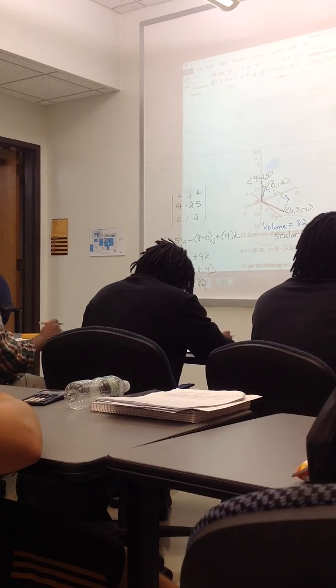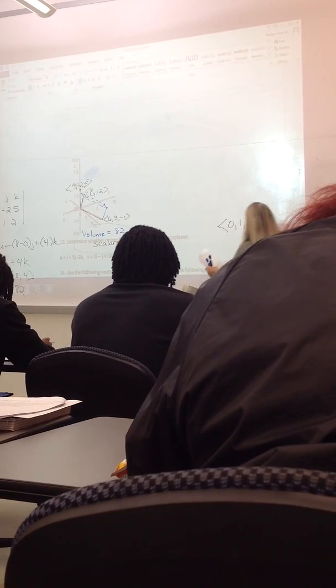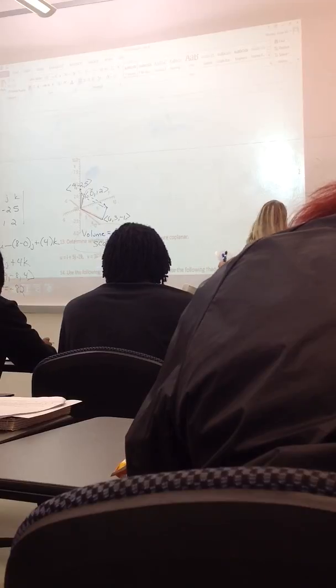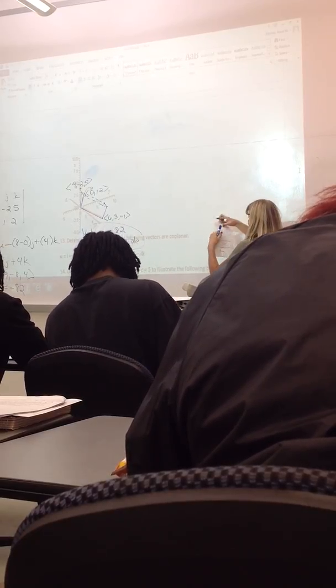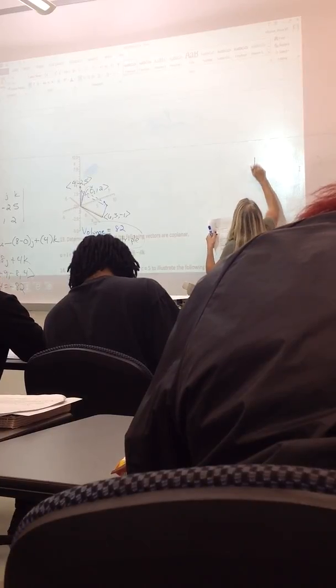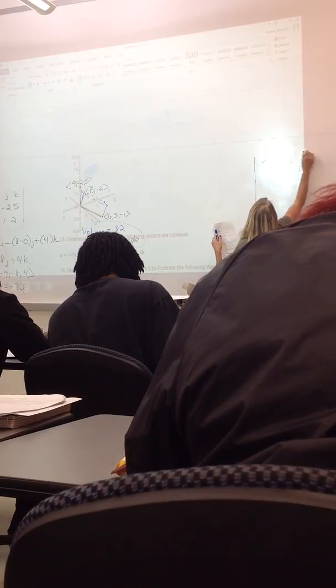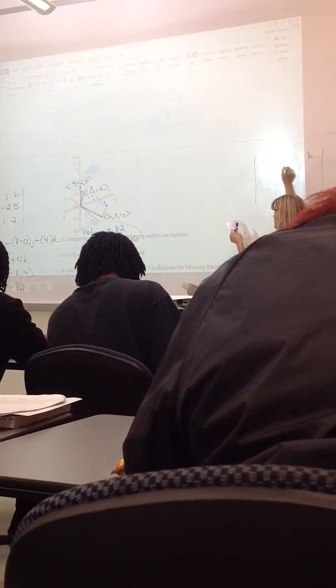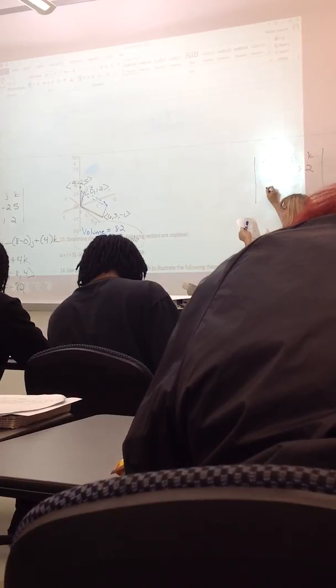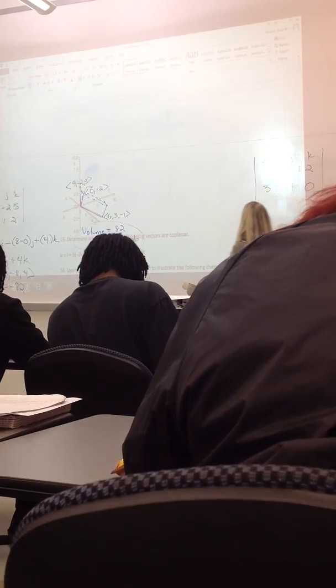So if we take the vectors given in 13 and see what happens when we try to find our scalar triple product, we'll see if we get 0 or not. Okay, so pick any two of them and cross them. So I'm going to cross 1, 5, negative 2 with 3, minus 1, 0.